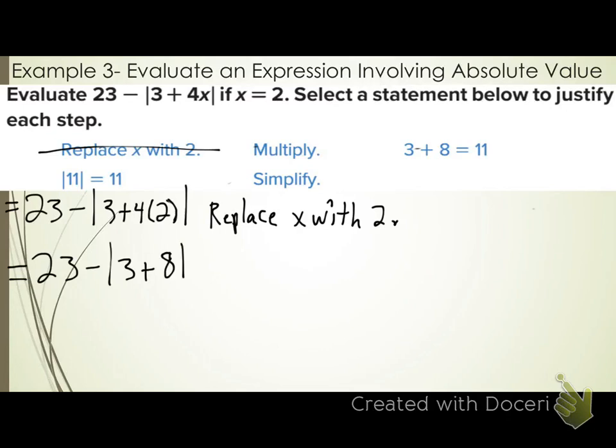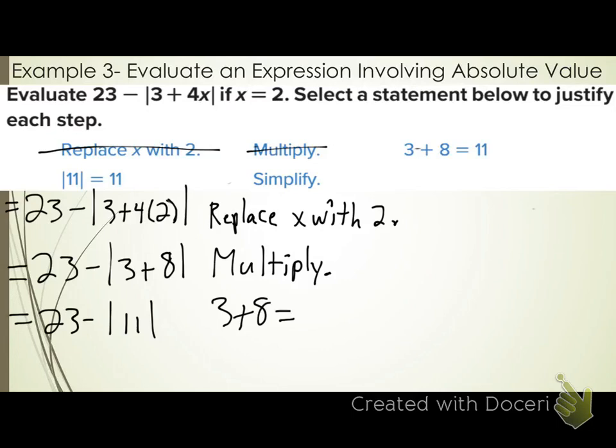What statement would justify this step? Multiply, right? We okay there? Questions up to this point? Do I still have stuff going on inside my grouping symbols? Yeah, so I still need to keep going inside there. What's 3 plus 8? 11. What statement goes there? 3 plus 8 equals 11.